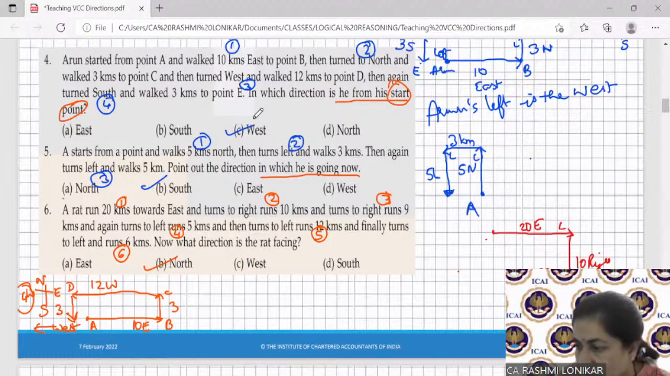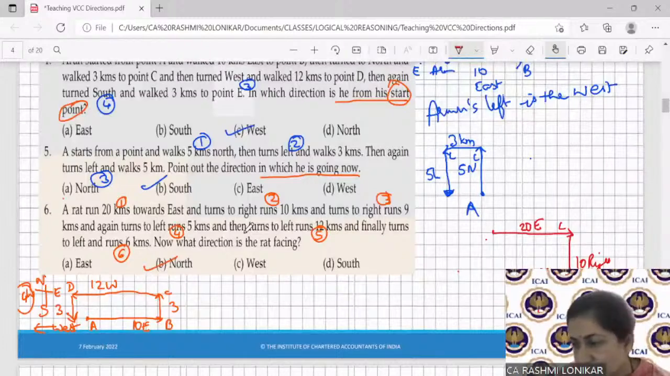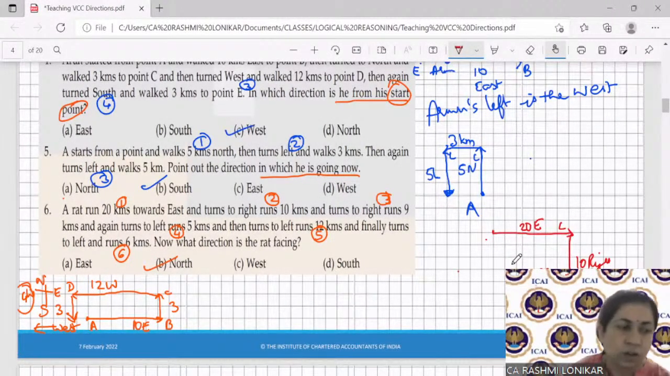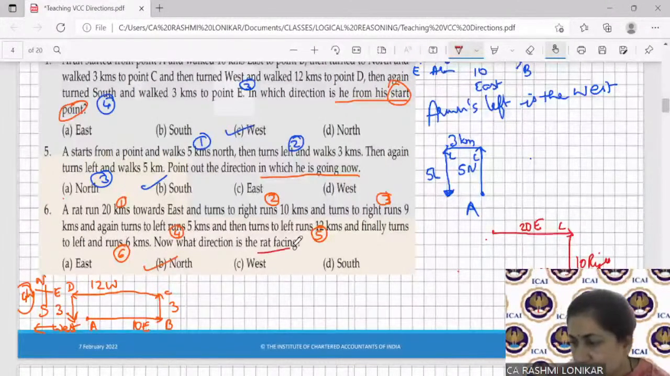Now he's here. Which is his left direction? This is it. And finally he turns left and runs 6 kilometers. So he's moving from here. This is already 5 kilometers, and then he's moving 6 kilometers, so in this direction, this is 6 kilometers. And they are asking what direction is the rat facing? Which direction is this? This is the north direction.